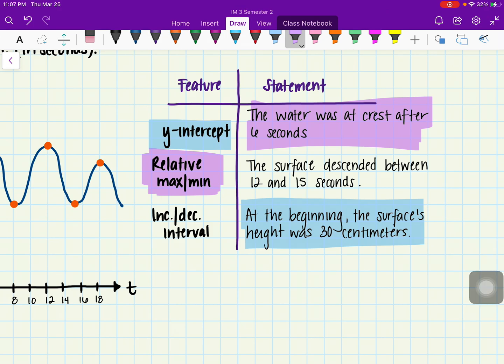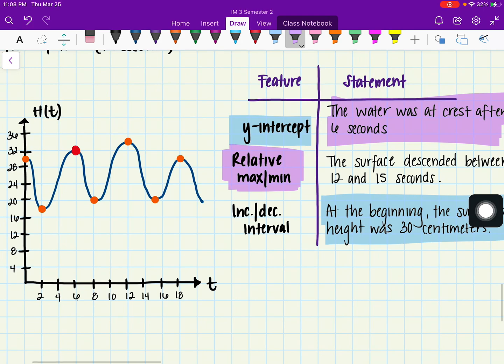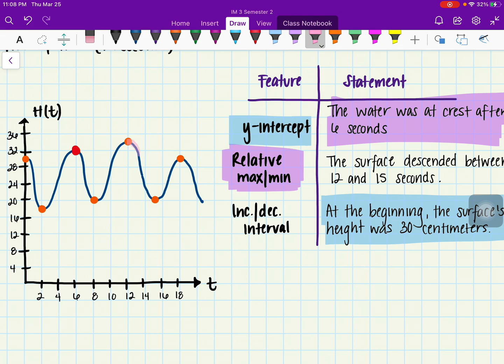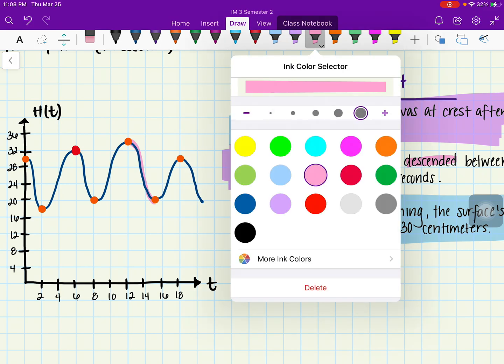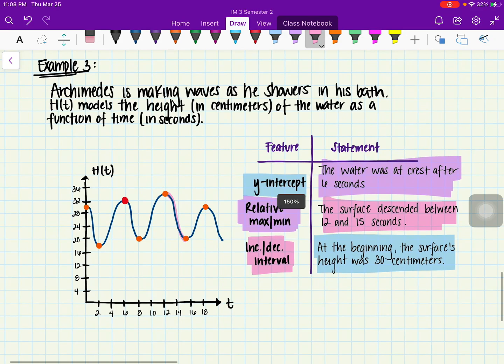This leaves the surface descending between 12 and 15 seconds, which goes with the increasing or decreasing intervals. Let's check that out. Between 12 and 15 seconds, I'll do that in pink. From 12 to 15 seconds, there was a decrease, and our keyword here is descending. So the increasing and decreasing intervals match with this final statement.